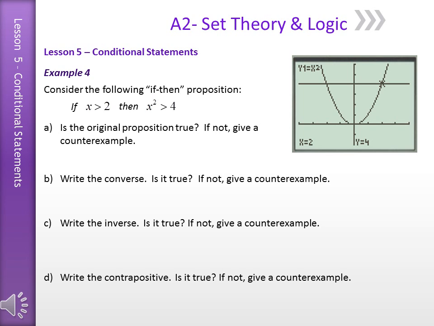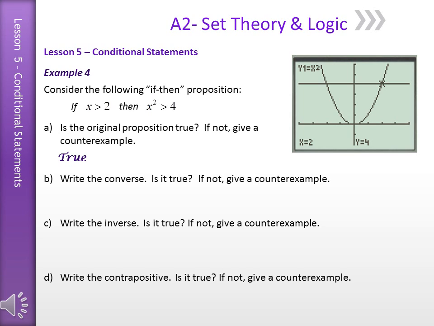So is the original proposition true? If not, give a counterexample. Well, this is true. As you can see, as the graph moves from x is greater than 2, it is moving higher than the line, so it is indeed true.